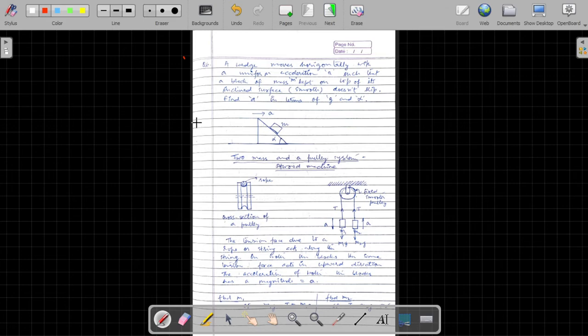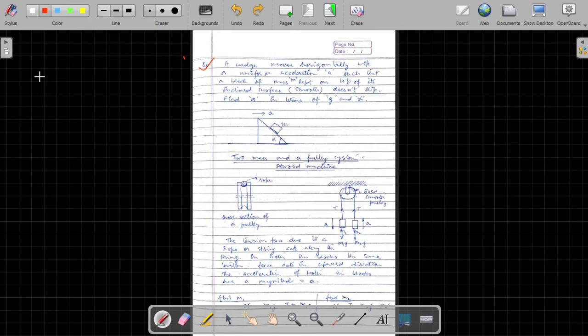So in this video we are going to move ahead and basically do questions in which the block itself is moving when it is connected to a string. So first we will be starting with the question. Question number 6 we will be starting with, and this is a question in which there is a wedge.